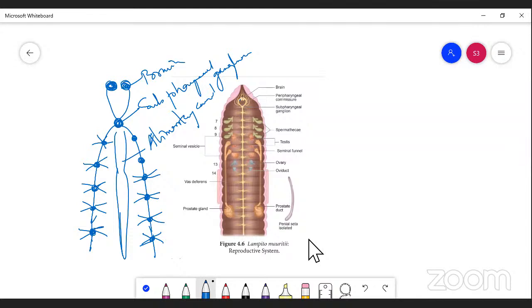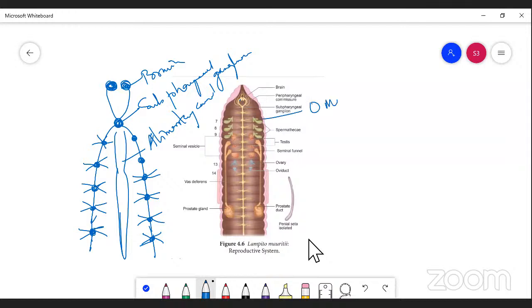Next, we talk about the excretory system of the earthworm. I already told you the meaning of excretion. Excretion means the process of elimination of nitrogenous waste products. Nitrogenous waste is extracted from the blood and eliminated from the body to the external environment. The earthworm body cells maintain metabolic processes.